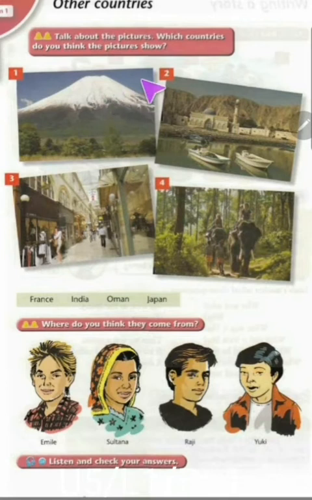Other countries, talk about the pictures. Which countries do you think the pictures show? I know it's difficult to know the country. For example, here we have just trees and mountains, lots of them. Most of the countries have mountains. Here we have boats, we have a mosque, we have a chain of rocky mountains. Here we have shops and street markets. And here we have elephants and a forest. Which countries are famous or well known for elephants? So these symbols we can guess.